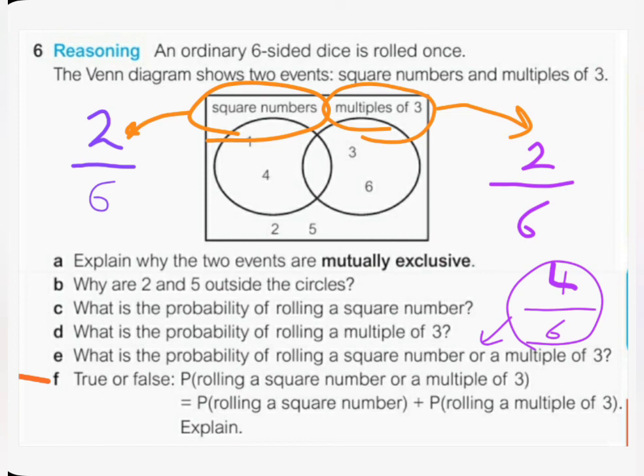Now, when we explain it, we will say that because they don't share a number and they are mutually exclusive, then we can add their probabilities. This is the idea of this question. And this is how you answer a question like this.